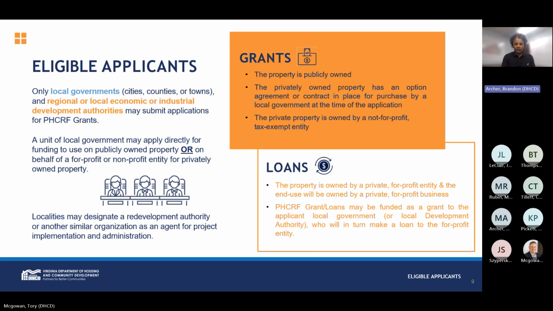In order for the award to be considered a grant, the property must be publicly owned, or the privately owned property has an option agreement or a contract in place for purchase by local government at the time of application. Also, the private property could be owned by a nonprofit organization, and that would qualify as a grant as well. If the property is owned by a private for-profit entity and the end use will be owned by a private for-profit business, then the Port Host award will be considered a loan. Funds are dispersed to the unit of government who then loans the funds to the for-profit entity. And we'll discuss loan details in a minute.